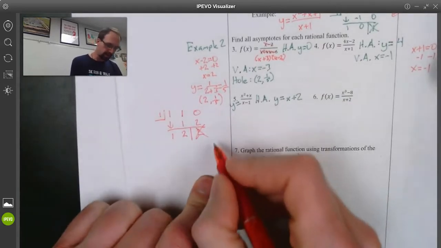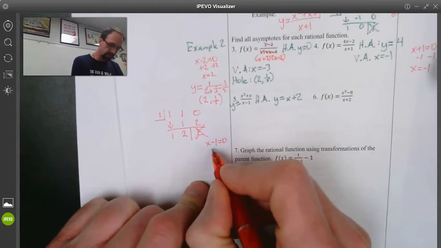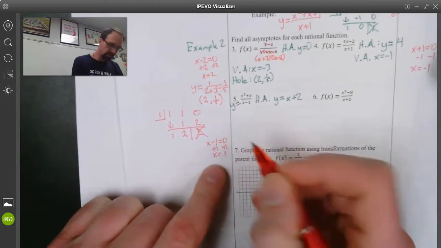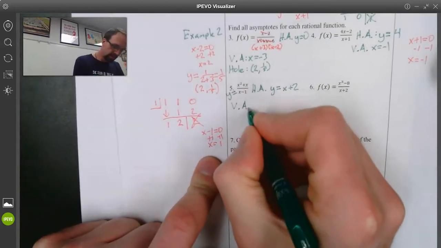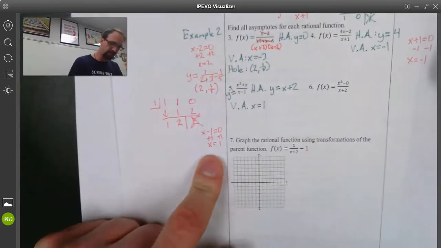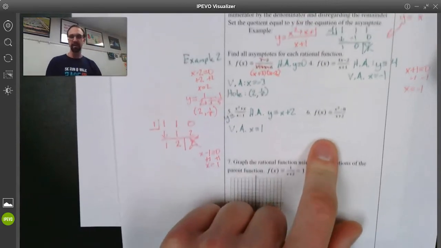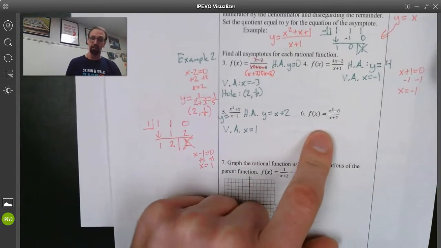My denominator, set equal to 0, and then solve. So this gives me a vertical asymptote at x equals 1.